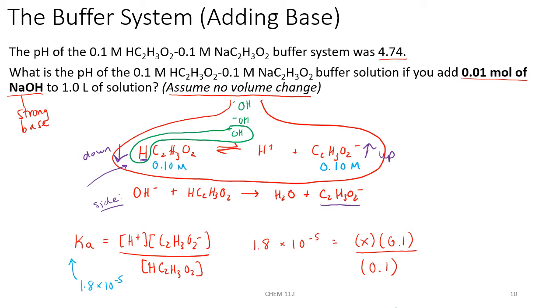Now, we have to account for the fact that we have that buffer system, but we're adding in 0.1 moles of our sodium hydroxide. So we're going to have to adjust what we plug in for our acetate and our acetic acid by how much base we added. So we're going to take our initial concentration of our acetic acid and we're going to subtract how much base we added because it's going to go down by that amount. And we're going to take our initial concentration of our acetate and we're going to add how much sodium hydroxide we added because it's going to go up by that amount.